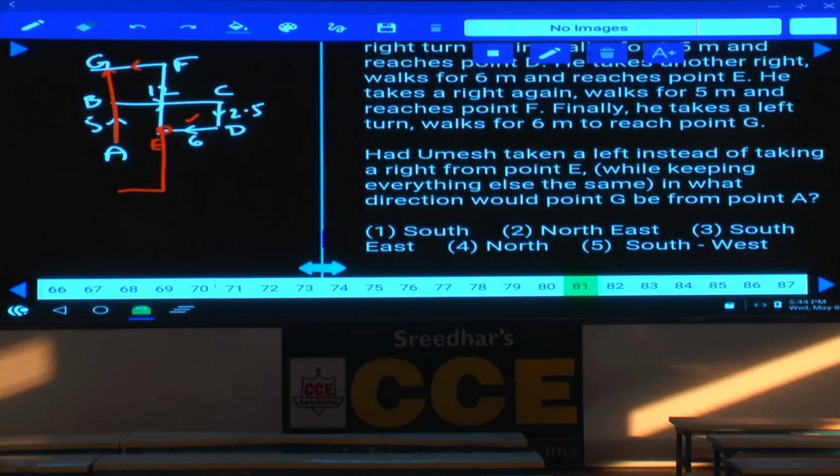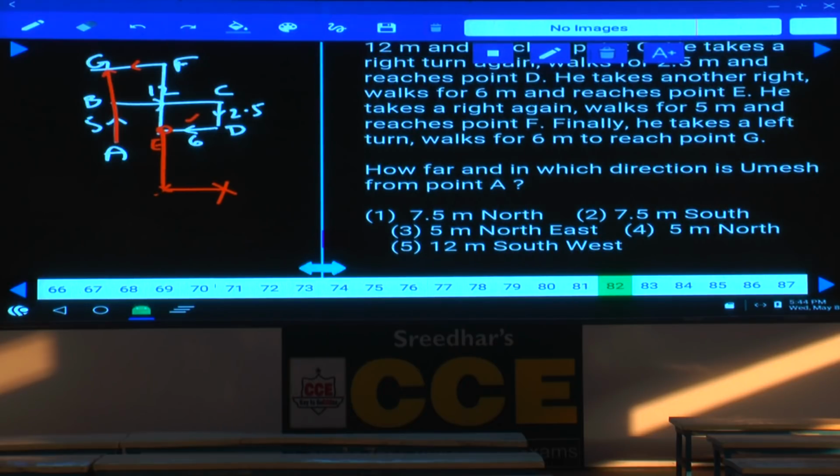Now this is point E. Now this person has taken left instead of right hand side. Then after coming to this point, he turns towards which direction? Instead of taking right from point E, he finally takes a left turn. From here this person has traveled towards left hand side. Hence this person will be at this place. If this person is at this place, now this position is towards which direction? Southeast, that is choice 3.